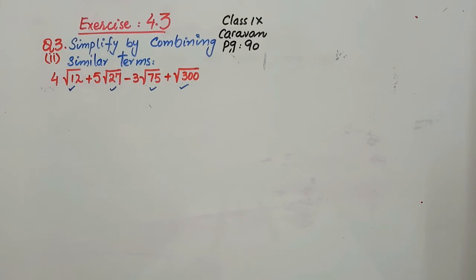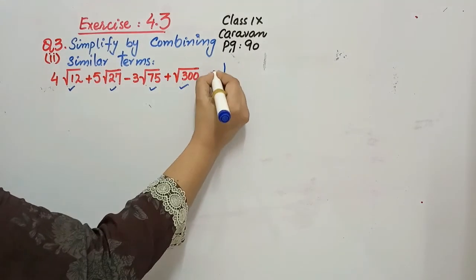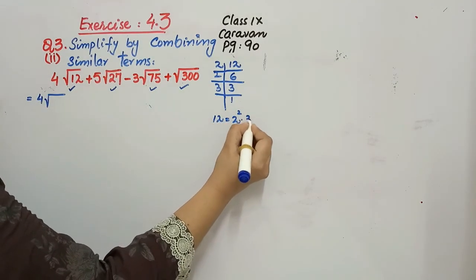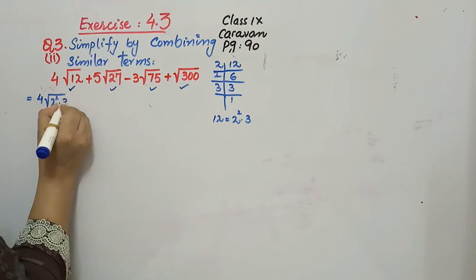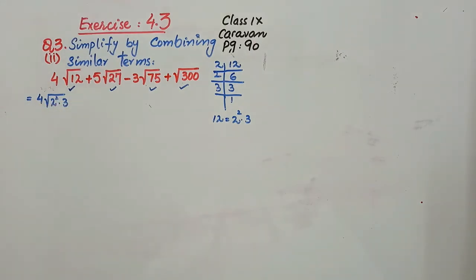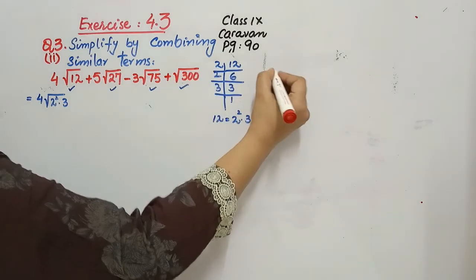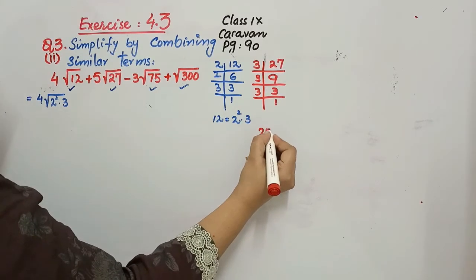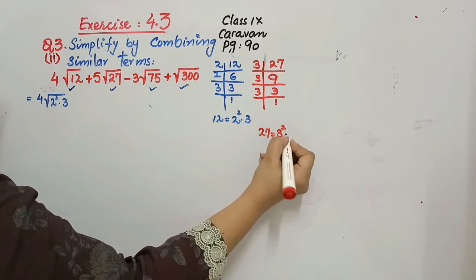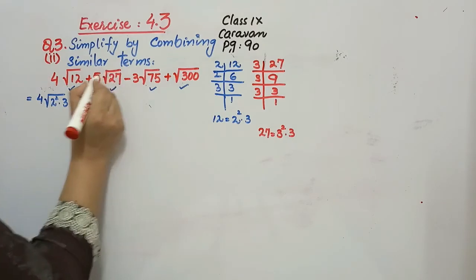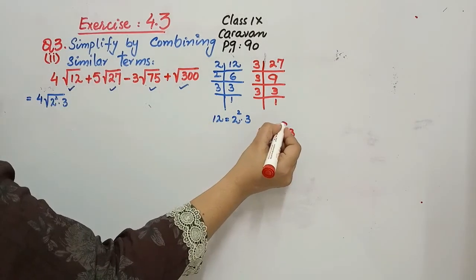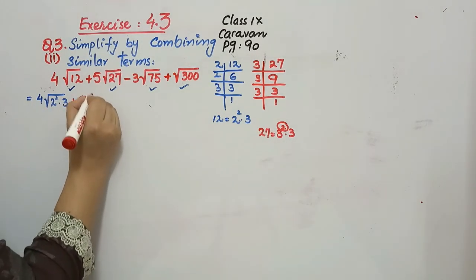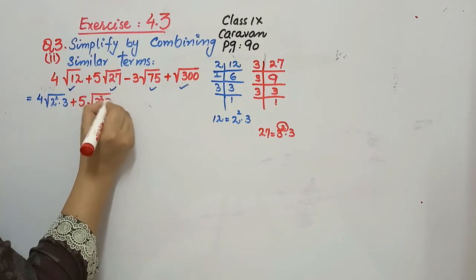Fine. So right now first of all I am going to prime factorize 12. 12 is equal to 2 square into 3. So it will be 2 square into 3. Afterwards we are going to do prime factorization of 27. So 27 will be 3 square into 3. As we are having under root, it means the index is 2. So that's why I have written 3 square into 3 plus 5 3 square into 3.